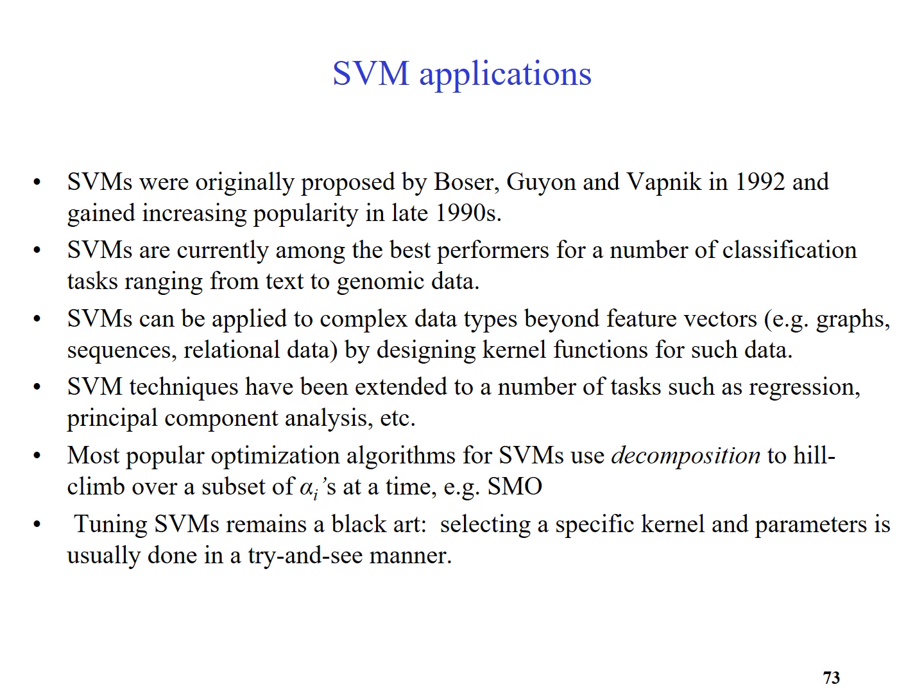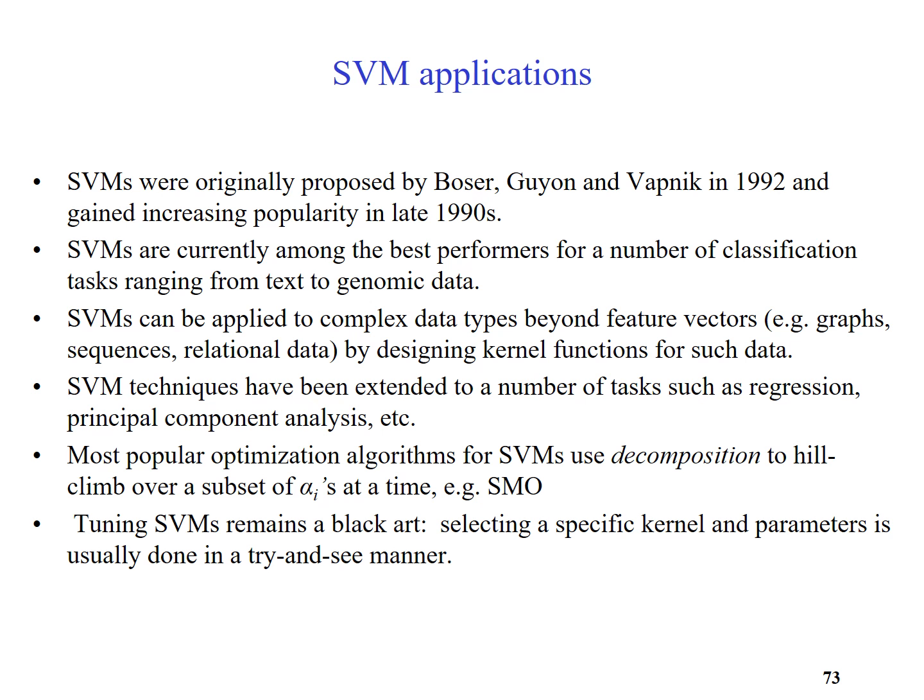This slide is the last slide I'm going to explain in this chapter, and this is about SVM applications. Actually, SVM has been widely used in many different applications. SVM was first proposed by Boser, Guyon, and Vapnik in 1992, and gained a lot of popularity in the late 90s and early 2000s. It showed the best performances then, ranging from text to genomic data.